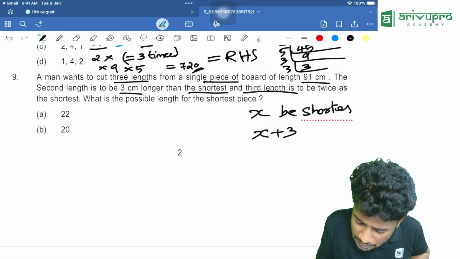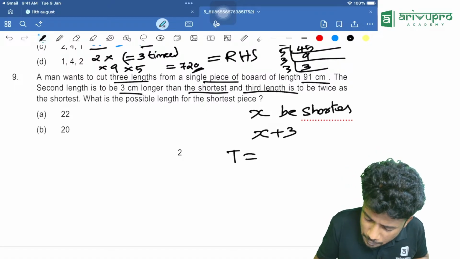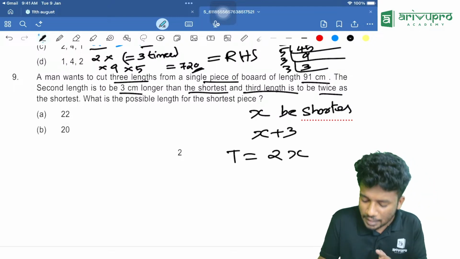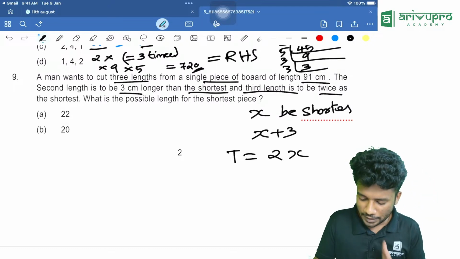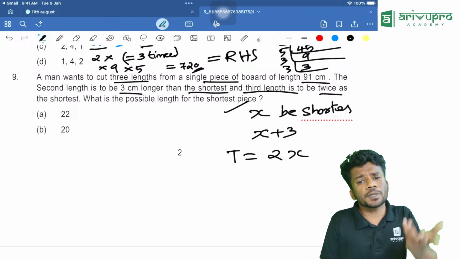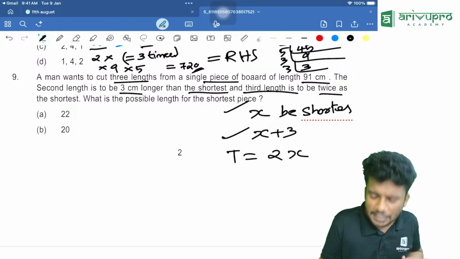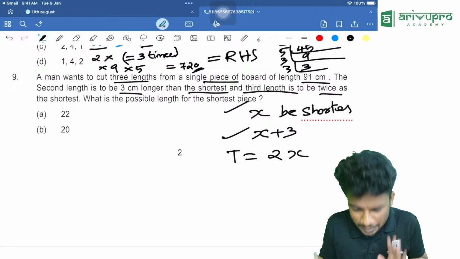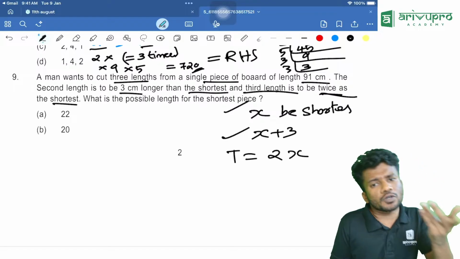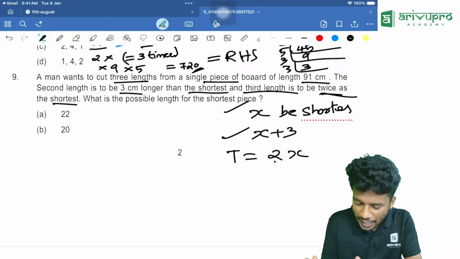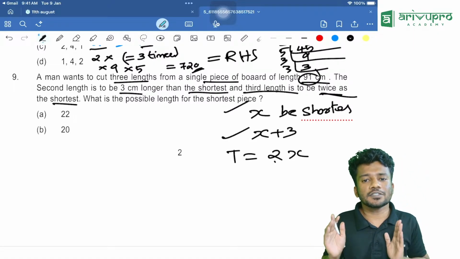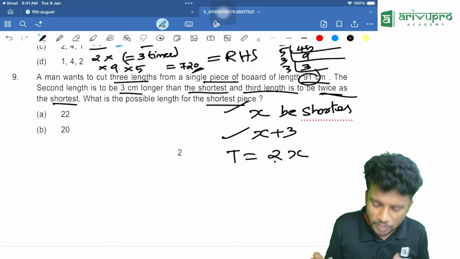Then the third length is twice the shortest, so we can write the third length as 2x. So first, we assume the shortest length is x. The next length is x plus 3. And finally, the third length is twice the shortest length, that means 2x. So we add everything and equate it to 91. That x value will give you the shortest length.